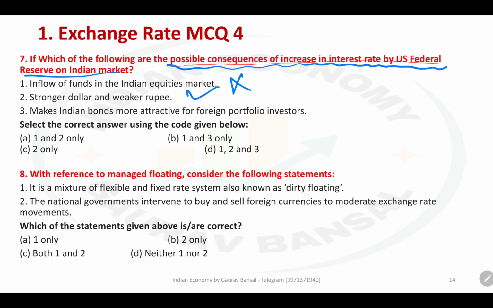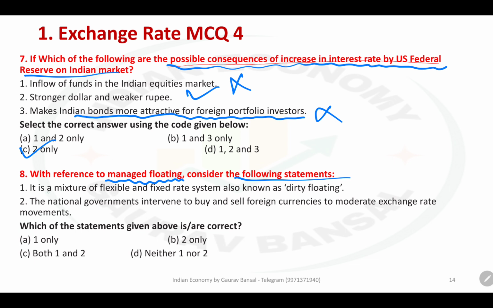Strong dollar, weaker rupee, this is correct. The dollar will increase, rupee will fall. Depreciation, we have discussed this in the previous question. Make Indian bonds more attractive for foreign portfolio investors, this is also wrong. Answer will be 2 only. Whether equity or bonds, both become less attractive compared to foreign products.